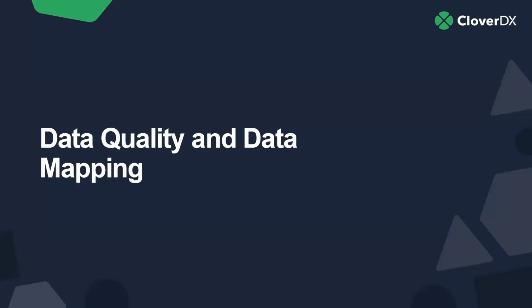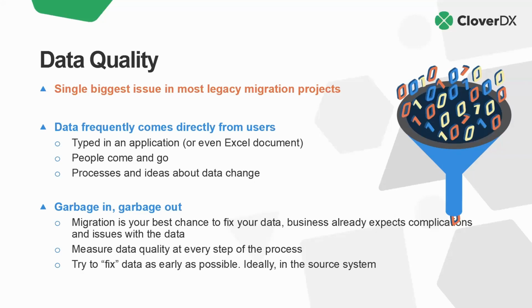Now let's talk about some tricky nuances and ideas as you're going through that journey. The biggest ones being data quality and data mapping. So data quality is the single biggest issue in our experience in most legacy migration projects. Think early 2000s, Excel spreadsheets world. This data is frequently coming directly from users, and it's typed into an application or Excel documents, something written in .NET. The people that have been running these often come and go. So the processes and ideas about this data change, often without regard to data quality or data integrity.